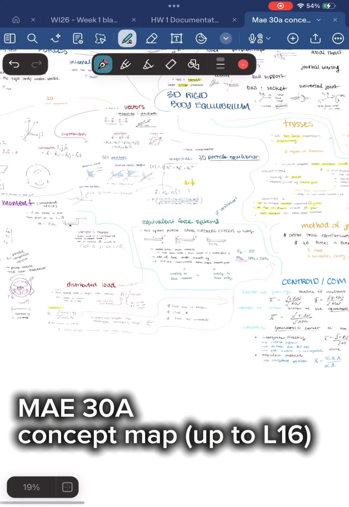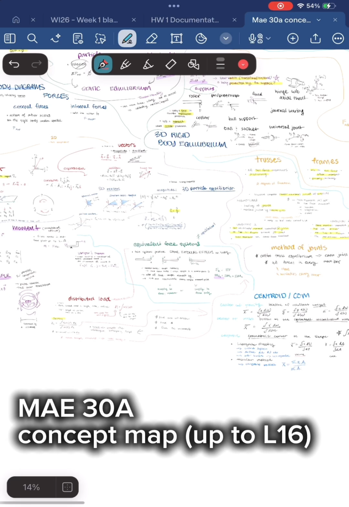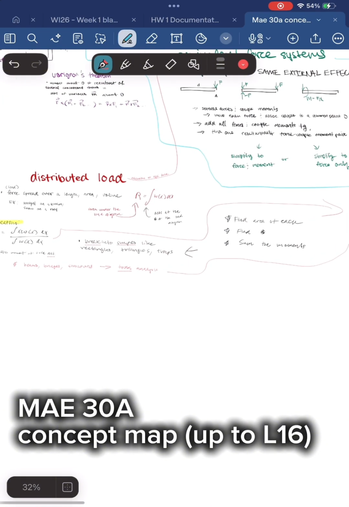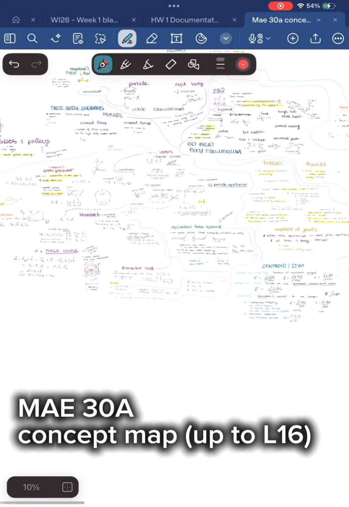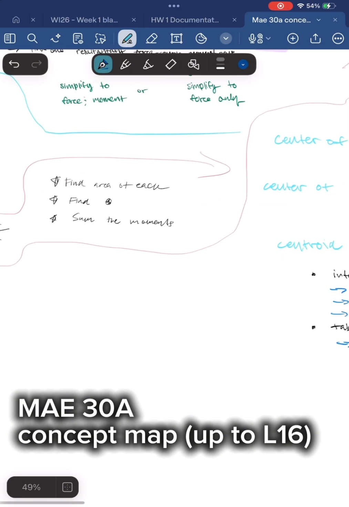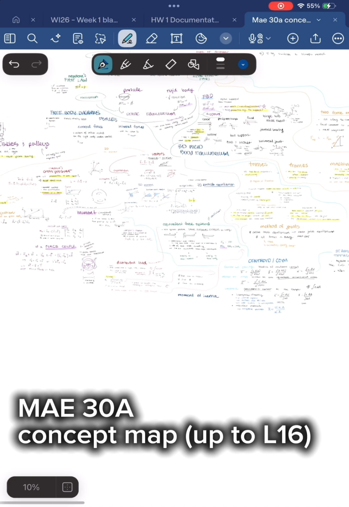Alright. So let's move on to moment of inertia. I want to keep it near centroid, so I'm gonna put it right down here next to where I put distributed load. Moment of inertia.